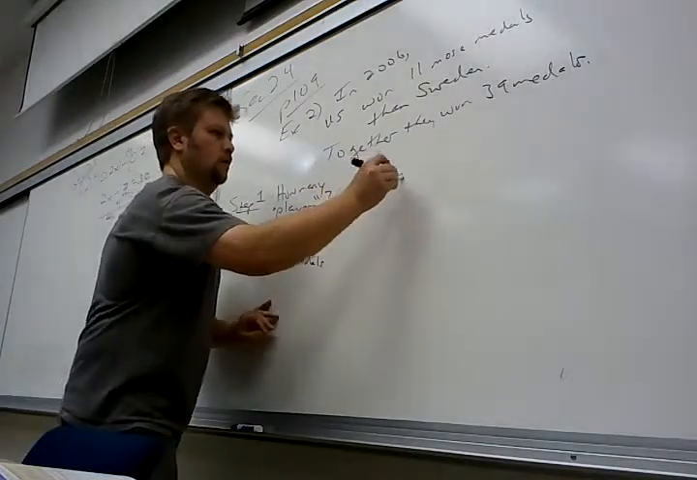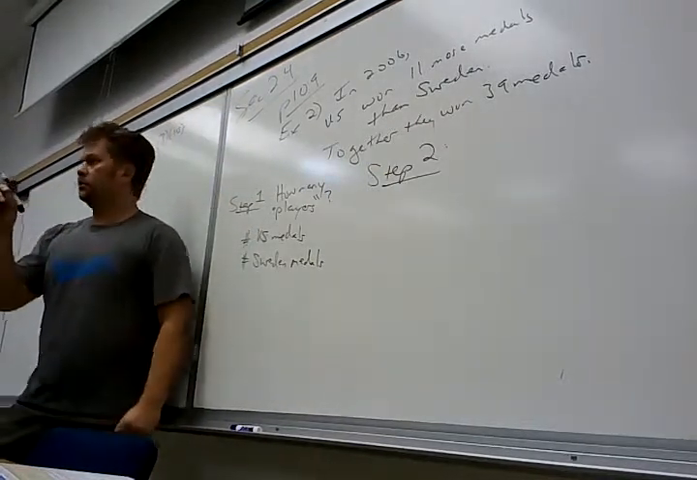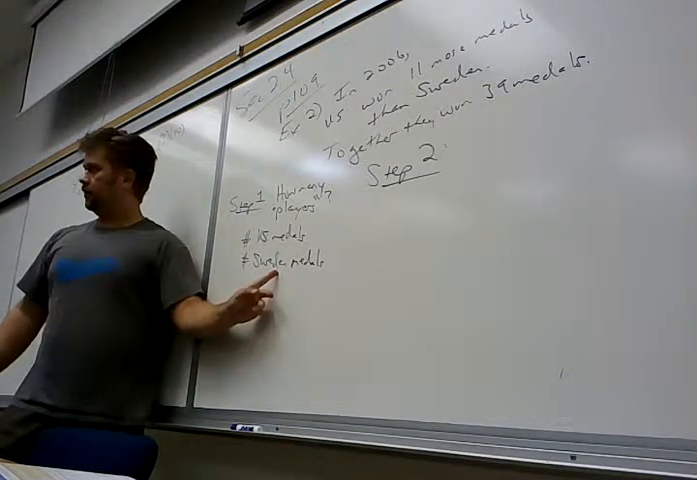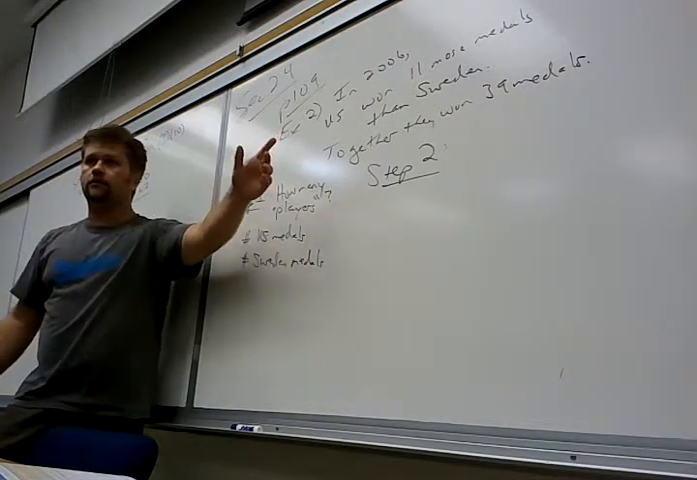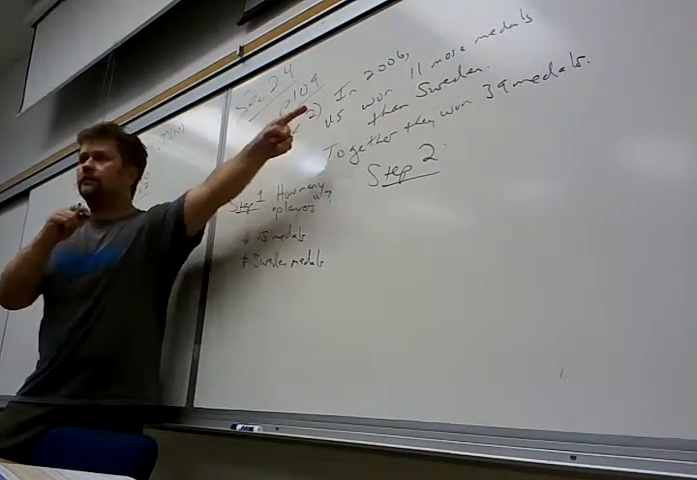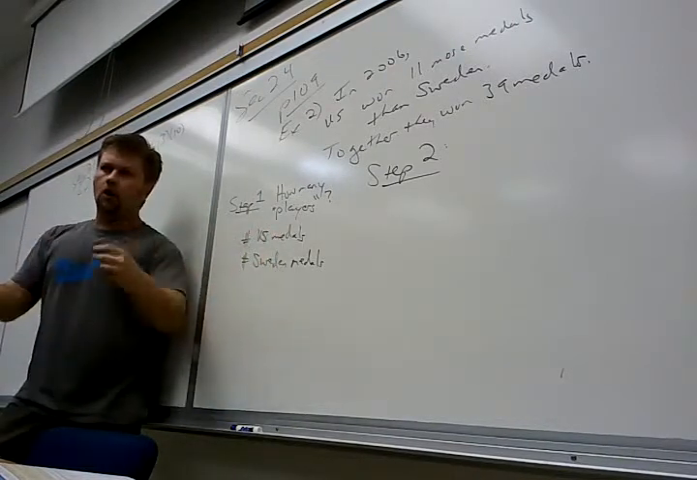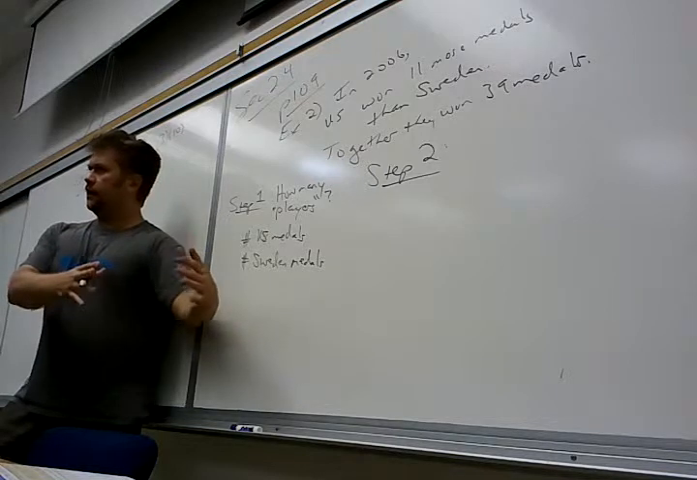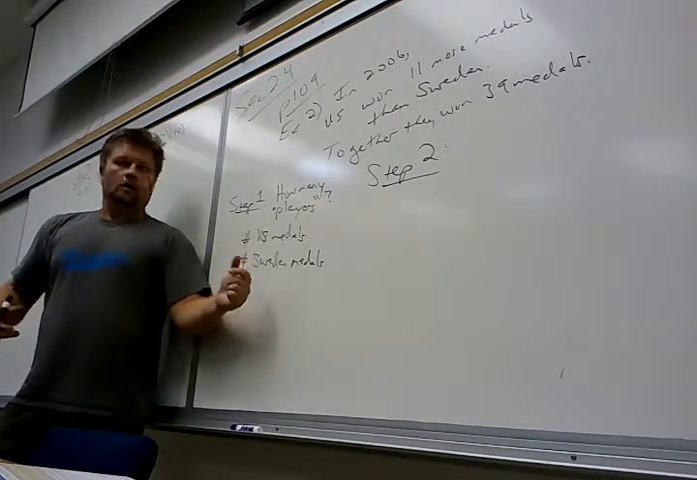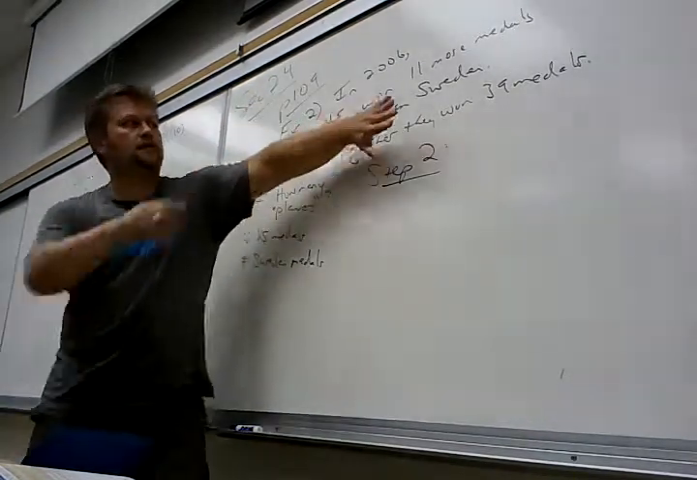Step 2 is which one is going to be X? Because I don't know crap about either one of these individually, do I? I know together they make 39 medals, but I really don't know anything about them individually. I do know how they relate. The U.S. won 11 more than Sweden. So which one do I have to know in order to build off to get the other one? Which one does the other one depend on? U.S.? Well, the U.S. depends on Sweden.